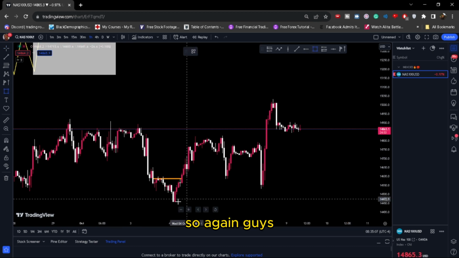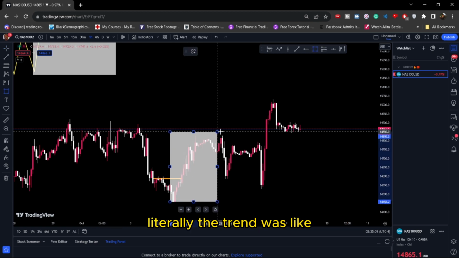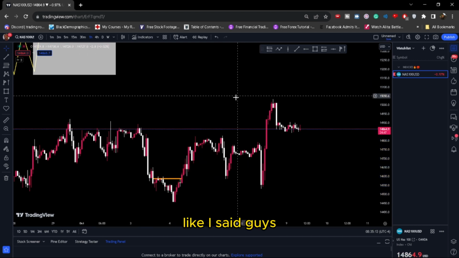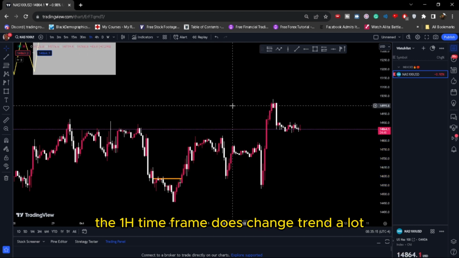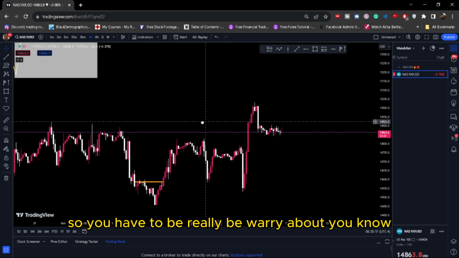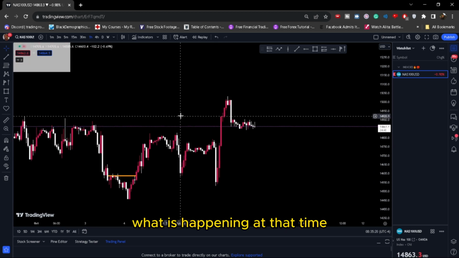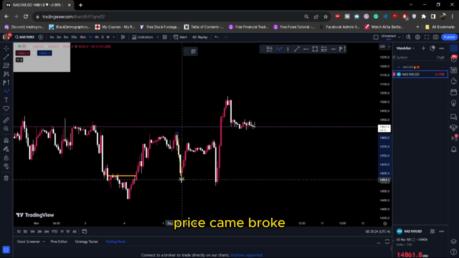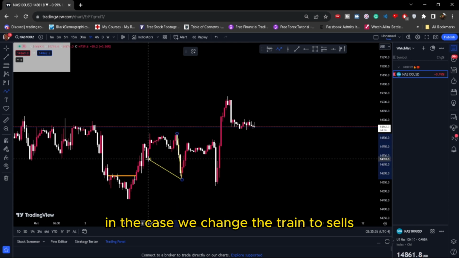So again, guys, basically this was the trend, and then all of a sudden it changed trend again. That's why, like I said, guys, the 1 hour time frame does change trend a lot. So you have to really be wary about what is happening at that time. So with that being said, price came, broke structure here, indicating the change of trend to sells.